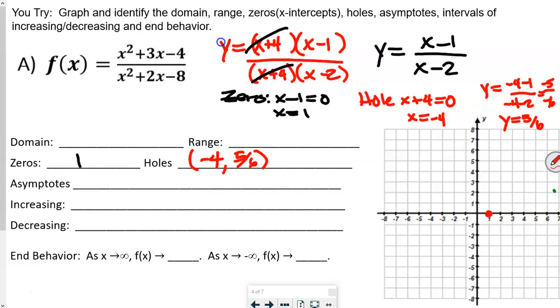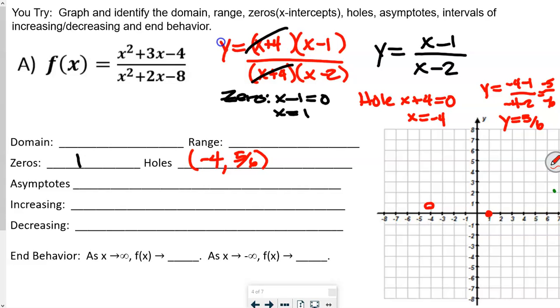So I'm going to try to draw a hollow dot there, negative 4, I'm sorry, positive 5/6. So that's pretty close to 1 actually. So let me see if I can do that. It's kind of like right there, closer. Sorry, I put it in the wrong place again. It's negative 4, 5/6, right there. Okay, that's close.